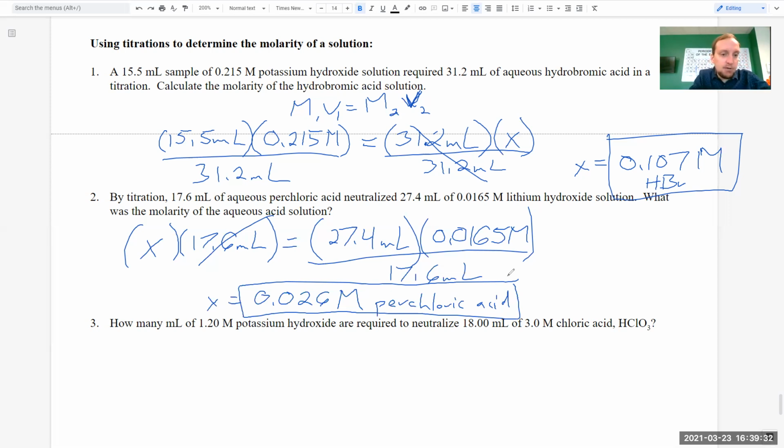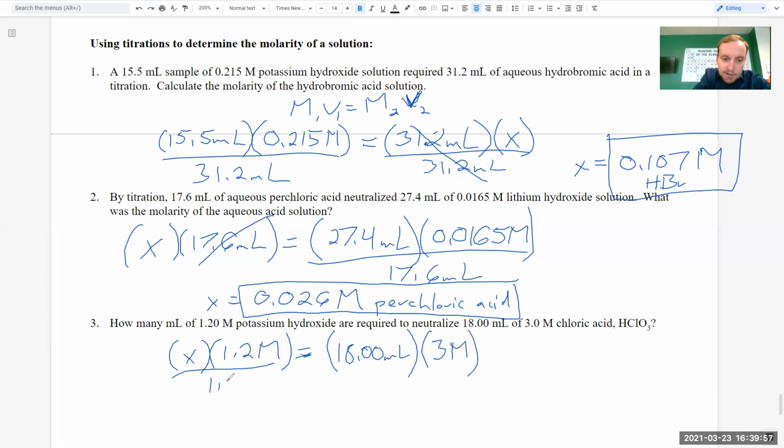So number three, it says how many milliliters? So we're looking for a volume. That's going to be our X of a 1.2 molar solution of potassium hydroxide. So again, that's our base. So our base is on the left now. Now we're going to do the acid on the right. Are required to neutralize 18.00 milliliters of a 3 molar chloric acid solution.